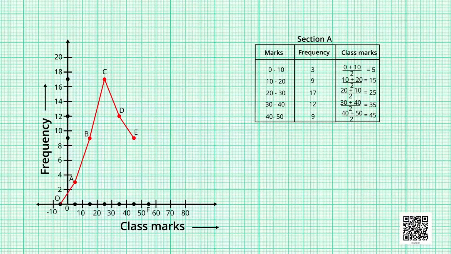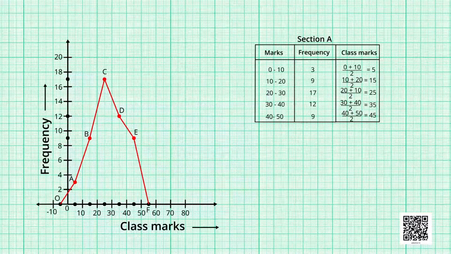Now join O and A, and here join E and F. Now we have got a closed polygon. This is called a frequency polygon for the marks obtained by students of section A.